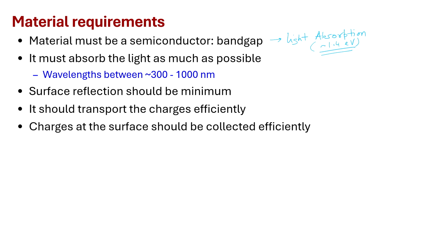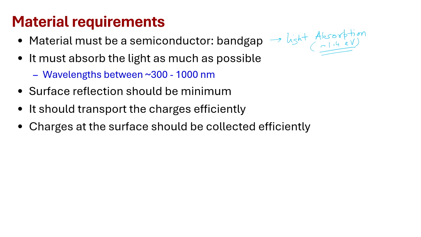The semiconducting material must absorb the light as much as possible within wavelengths 300 to 1000 nanometer, which is the visible and regions near the visible region. The surface reflection should be minimum. If it is not low, then we need to find methods to minimize the surface reflection.